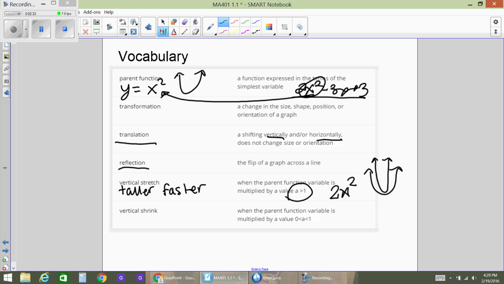Now, a vertical shrink, be careful here. Look at this a value. It is when the a value is sandwiched between 0 and 1. So you're thinking proper fractions or decimals. I'm going to change my pen color real quick. x squared is my parent function. Let's say I put a 1/2 in front of it. Now all of a sudden that graph is wider. And it is basically not taller, faster. It's the opposite. It is shorter, or it grows slower.